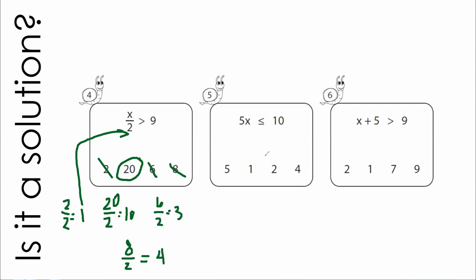So go ahead and do it for problems 5 and 6. Substitute those numbers in. Remember that this one is 5 times x, and this is x plus 5. And these are your options for x here. There's your answer. So for number 5, you should have circled 1 and 2. For number 6, you should have circled 7 and 9.